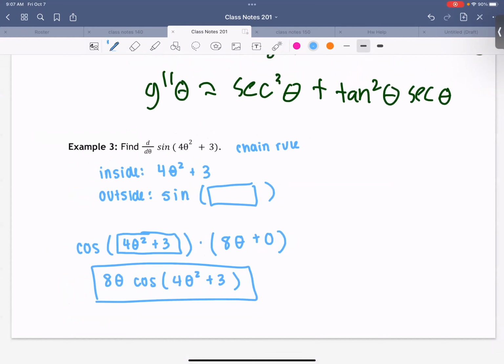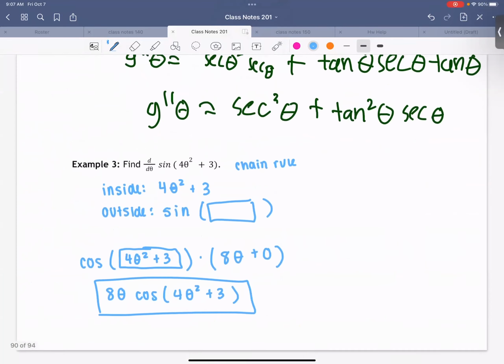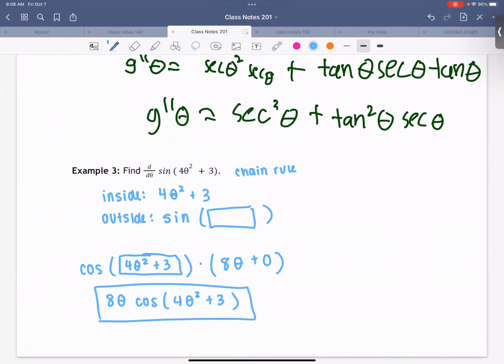All right. As we go on with this class, we're going to see a lot of different derivatives. David? Oh, okay. Here you go.